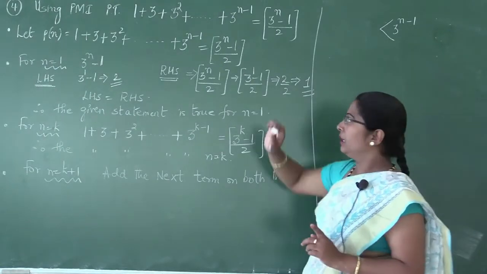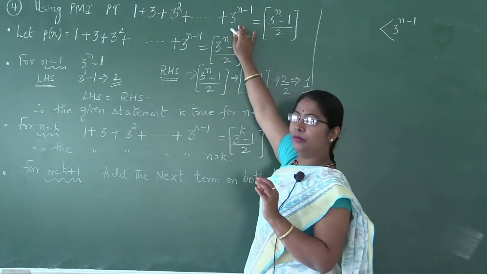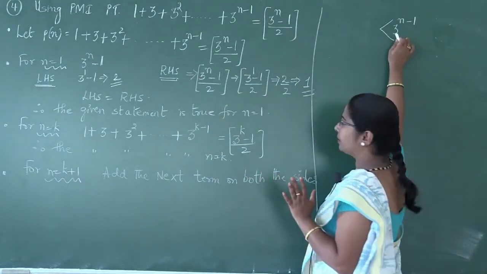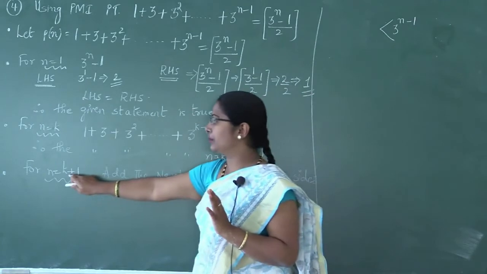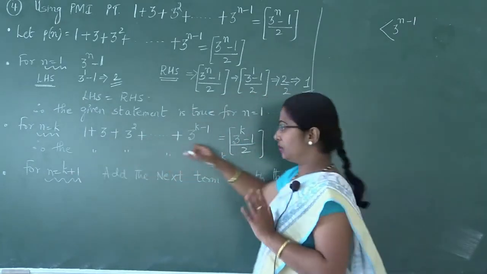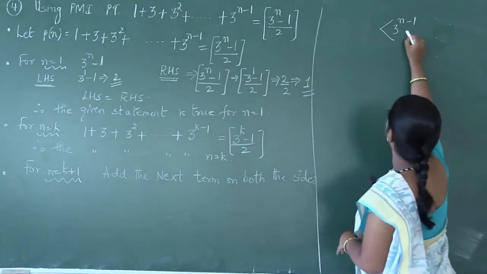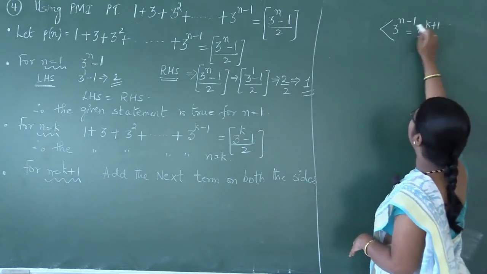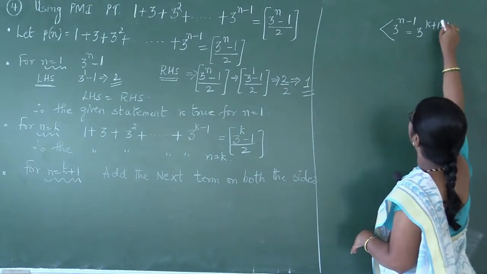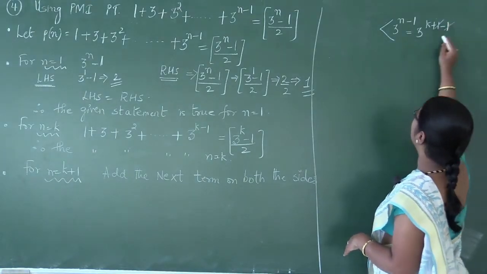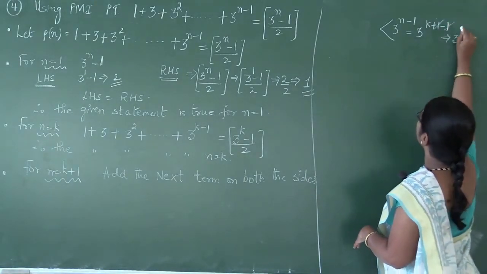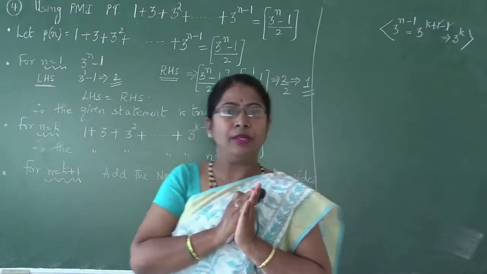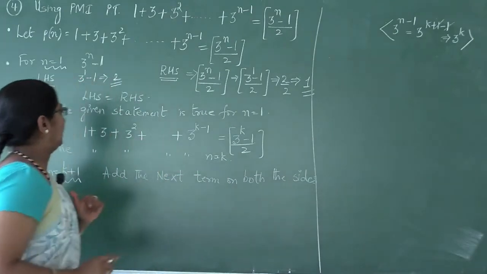Observe here, how do you find the last term? Look at the last term of the LHS, that is the nth term. We are supposed to write the nth term. In place of n, we write k plus 1, so 3 to the power k plus 1. What is left out? Minus 1. Plus 1 and minus 1 get cancelled. So, what will be the final answer? 3 power k. This is how we find the next term which we are supposed to add.